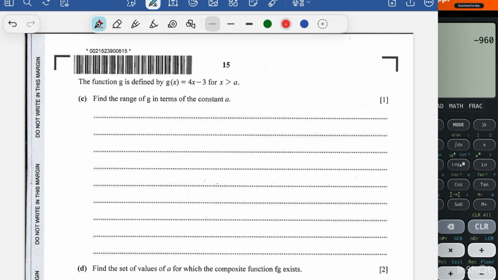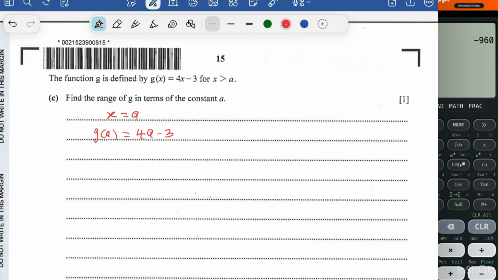All right, so the next part is saying find the range of g in terms of the constant a. So when x is a, I just substitute a there. So this gives me g of a will be 4a minus 3. No, we need this. So the range of g of x should be greater than 4a minus 3. So whatever the value of a is, when I substitute it, I will get that. All right, now let's see the next one.